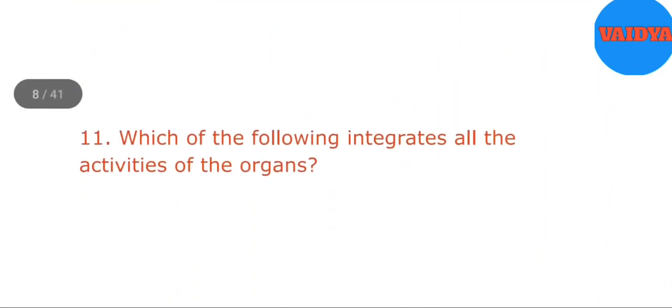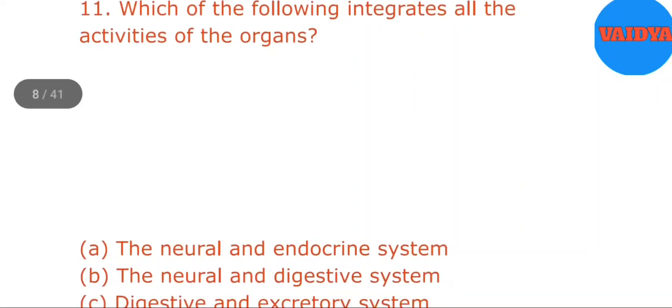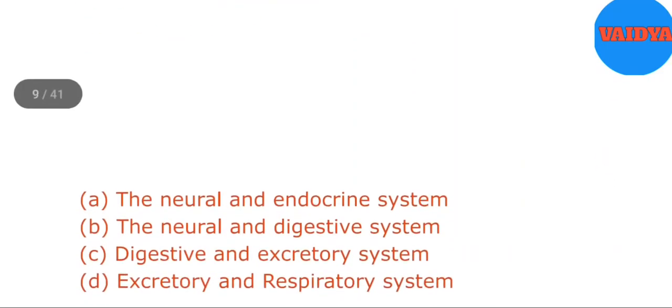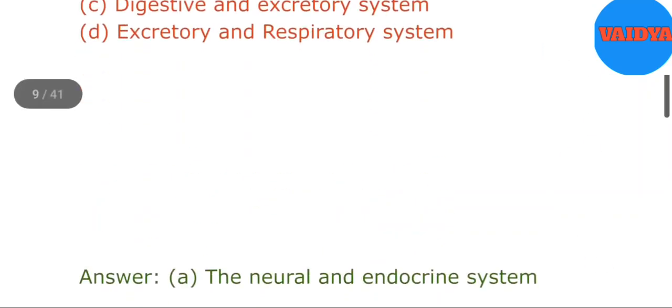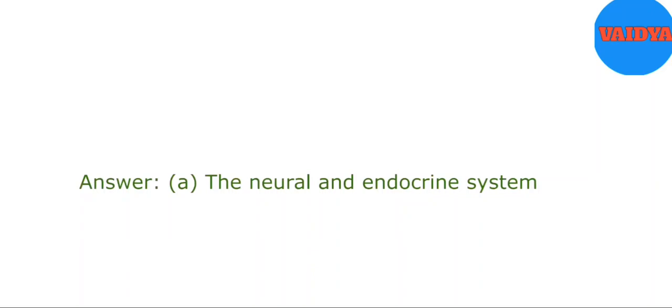11. Which of the following integrates all the activities of the organs? A. The neural and endocrine system. B. The neural and digestive system. C. Digestive and excretory system. D. Excretory and respiratory system. Answer A. The neural and endocrine system.